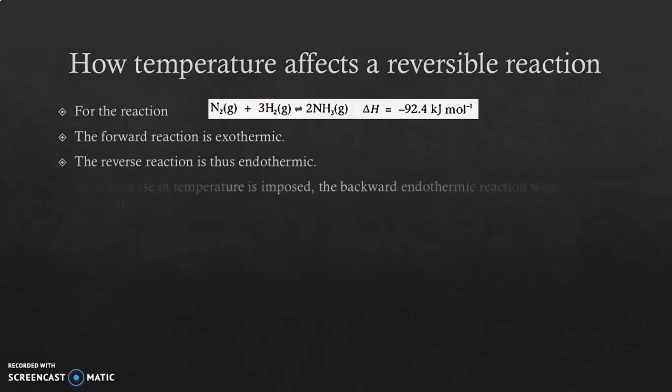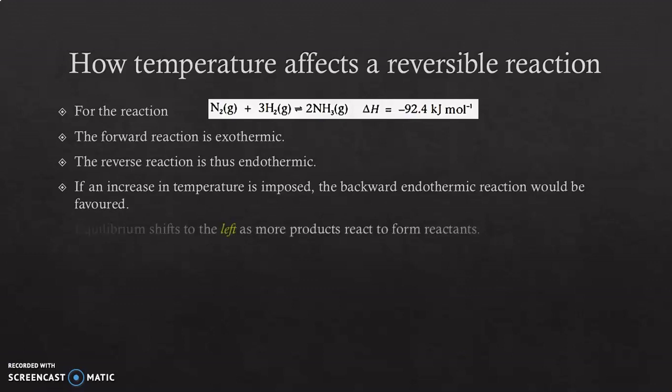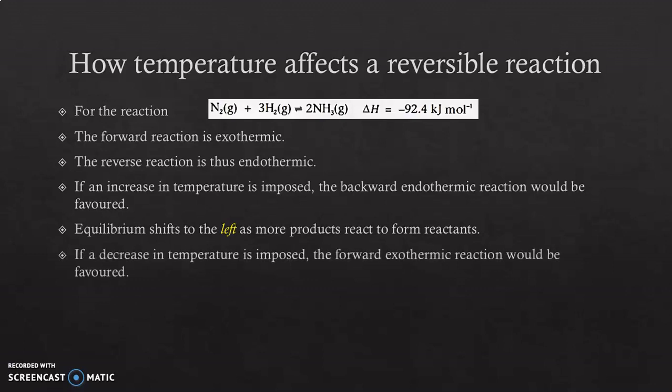So what happens if we increase temperature? If an increase in temperature is imposed, the backward endothermic reaction would be favored. Right? What would happen to equilibrium? Equilibrium will shift to the left as more products react to form reactants. Now, if a decrease in temperature is imposed, the forward exothermic reaction would be favored.